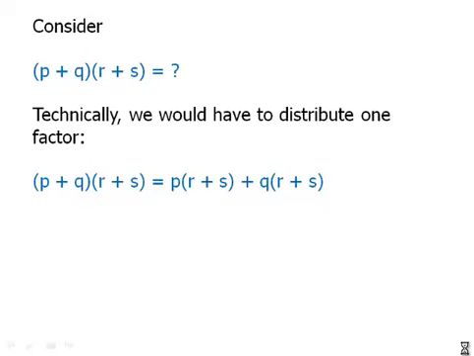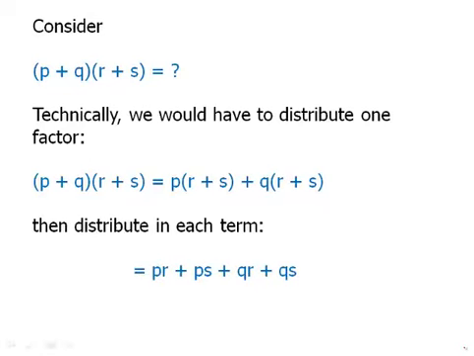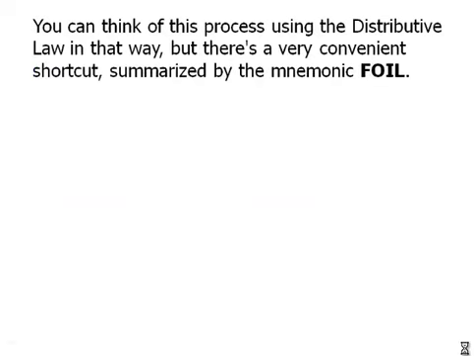And then once we get to that point, we'd have to distribute in each one of those terms. Distribute the p in the first term, distribute the q in the second term. And so that is technically what we would have to do to distribute. You can think of the process using the distributive law in that way, but there's a very convenient shortcut summarized by the mnemonic FOIL, the word FOIL.